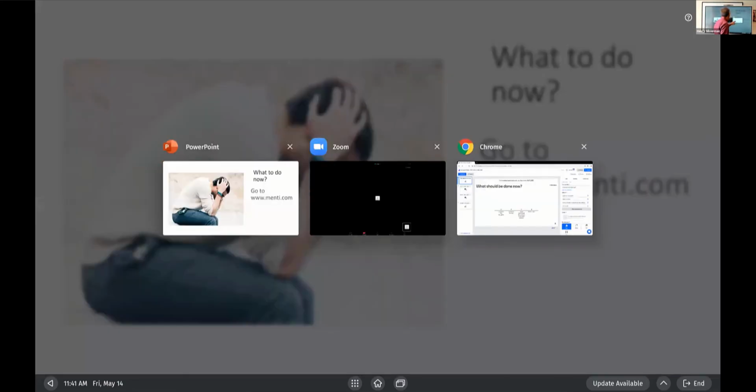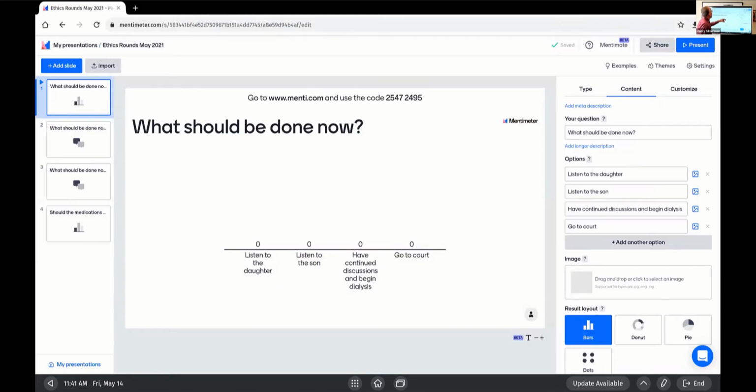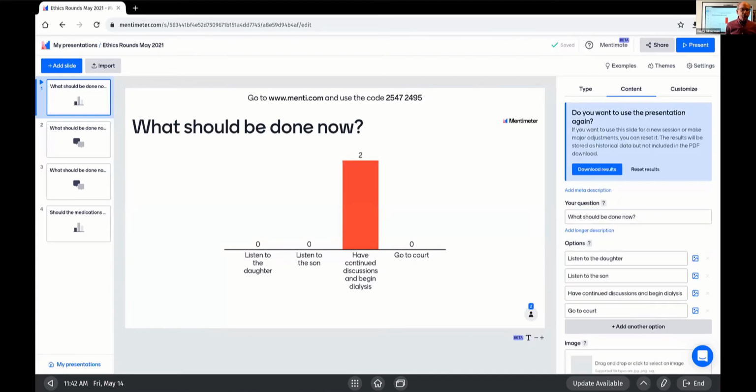So why don't you go to menti.com, use this code that you see, and we have a poll. Should we listen to the daughter, listen to the son, have continued discussions and in the meantime start dialysis, or go to court? Have continued discussions and begin dialysis: we got 3 votes for that so far. 4, okay. All right, listen to the daughter. Okay, let's have a few more votes.